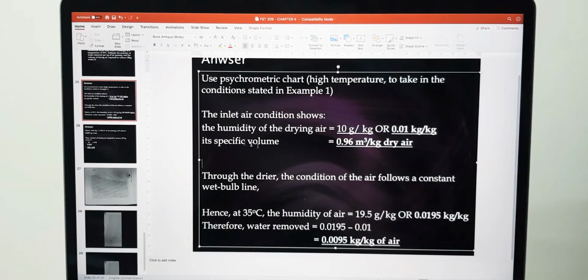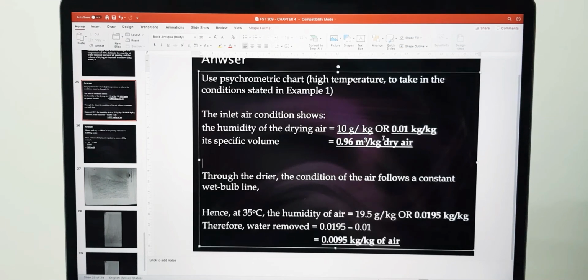From this particular problem statement, the inlet dry air is at 60 degrees Celsius and 8% relative humidity. So the moisture content of the drying air is 10 gram per kilogram. You can convert this value from gram to kilogram, because remember, absolute humidity is the ratio between the mass of water and the mass of air. So this one is 0.01 kilogram per kilogram.